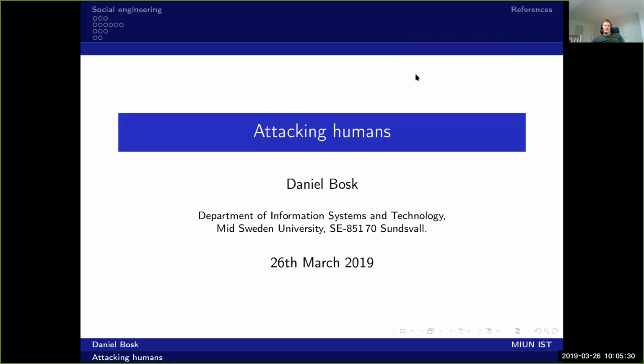Okay, so now we are going to talk about one very important aspect of security and digital security in general, which you usually don't think about, and that's attacking humans. There are lots of attacks against systems which basically are based on attacking the humans instead of the technology.